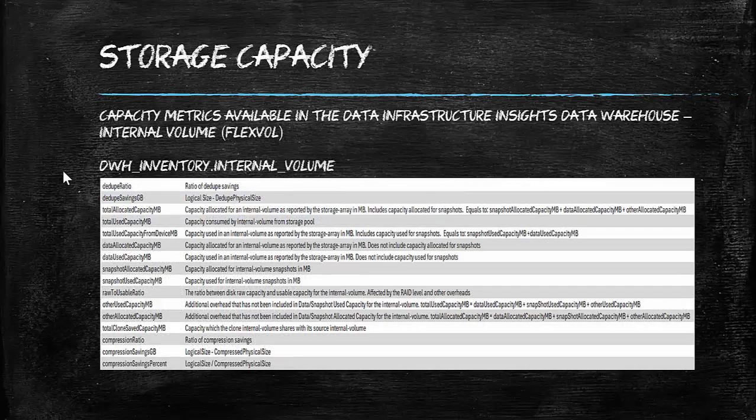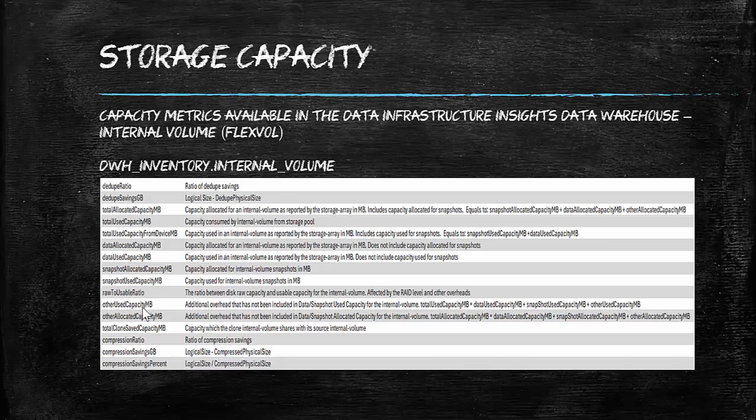Next up is internal volume. A little bit different technology here. So it's similar to how the pool was structured. You see similar metrics, total allocated, total used, data allocated, data used, and they all have different properties based on what you're trying to accomplish. All right, data allocated and data used do not include snapshots. Total used and total allocated do contain snapshot data. And then you have snapshot allocated, snapshot used. Raw to usable ratio is how I calculate raw capacity based on total allocated. So I can derive raw capacity from an internal volume by applying that percentage to total allocated. And that'll give me raw.